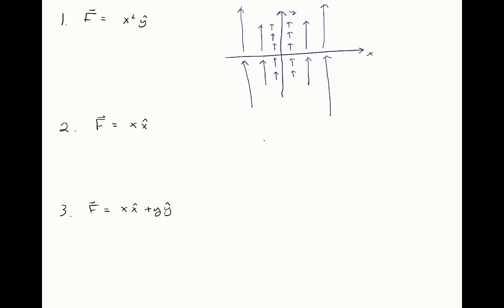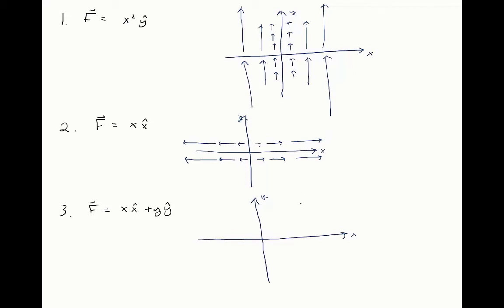Okay, next one. Alright, this one always points in the x hat direction. When x is positive, it's positive. When x is negative, it points in the negative direction. And it gets bigger the further away from the y-axis you get. I'm not being super exact. I'm just showing the general trends. Okay, last one.